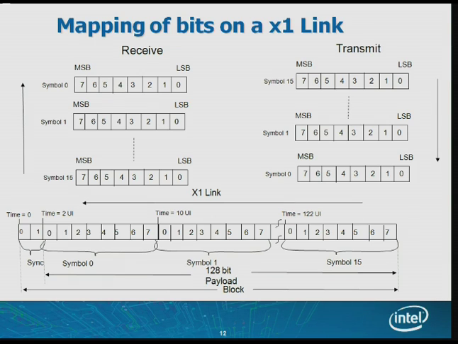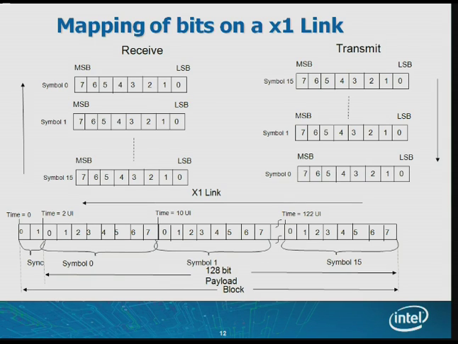This gives you an illustration of how the beats are mapped onto a by one link. Essentially, the Gen 3 symbol or character is 8-bit now instead of 10-bit as in the previous generation. And if we look at the 128-bit payload block, how it's being transmitted over the by one link.